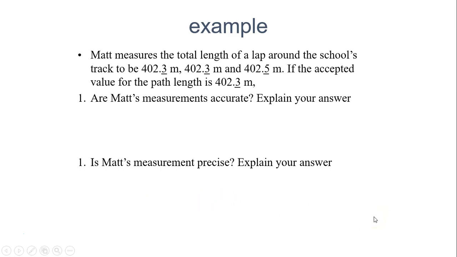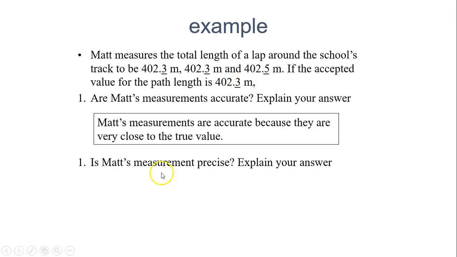For example, Matt measures the total length of the lap around the school's track to be 402.3 meters, 402.3 meters, and 402.5 meters. If the accepted value for the path length is 402.3 meters, are Matt's measurements accurate? Explain your answer. The measurements of 402.3, 402.3, 402.5 are all very close to the true value. How do you know it's very close? Because only the last digit changes a little bit. So that is very accurate.